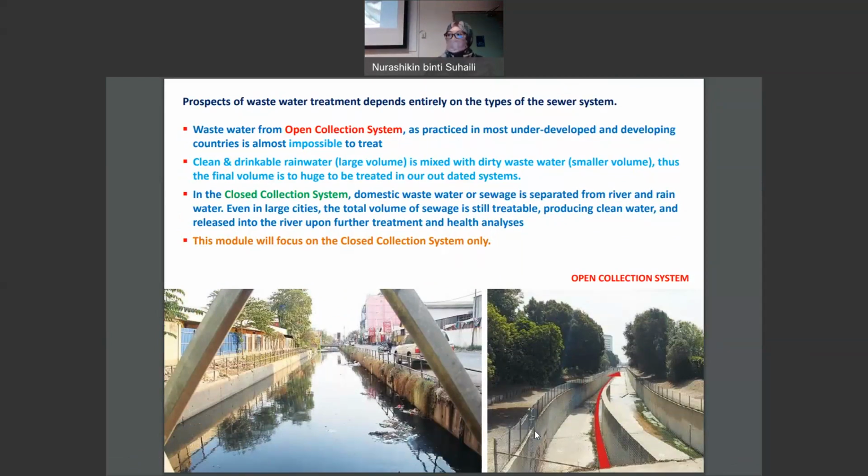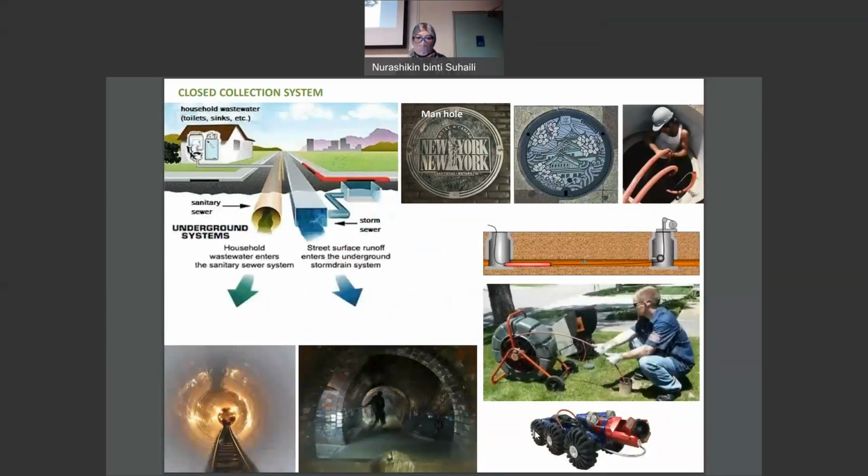Open means that the wastewater is actually exposed to the environment, and that is not the practice in Malaysia. That's why we don't obviously see the wastewater. Of course you see it, but it's actually more under the ground. So our sewage treatment system is categorized as a closed collection system. In this topic, we are going to focus on the closed collection system. This is how it looks.